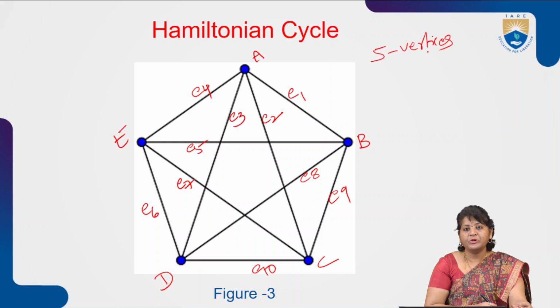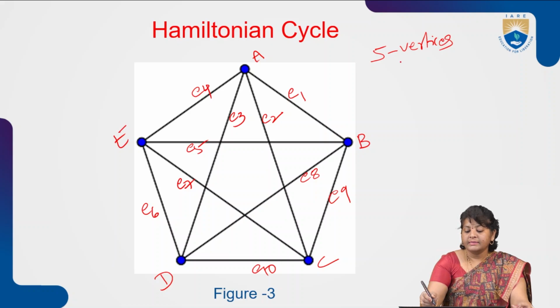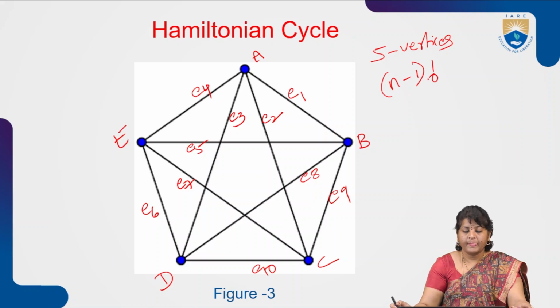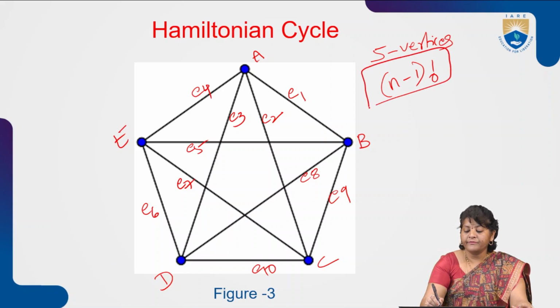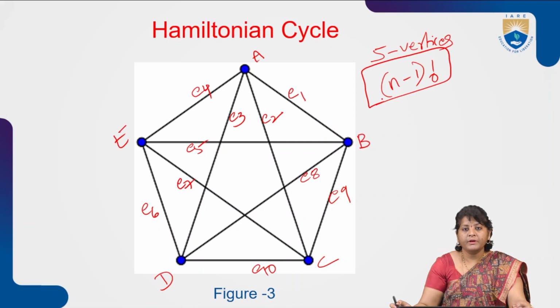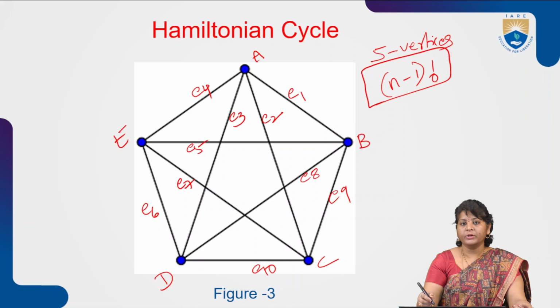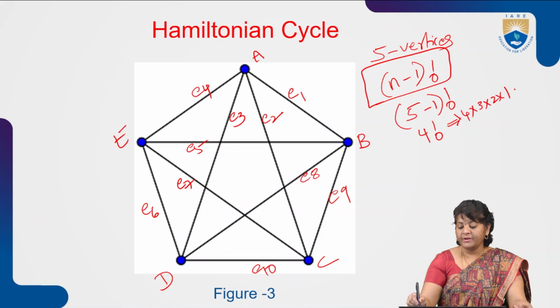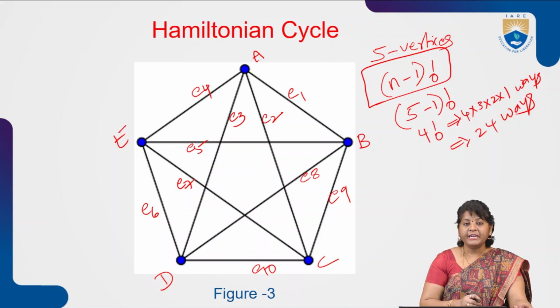I want to find out the Hamiltonian cycles. As per the definition, each vertex should be visited only once. And here, this is a formula where we can find out the number of ways. Hamiltonian cycle, finding out the ways. So here 5 vertices, (5 minus 1) factorial ways, that is 4 factorial. It means 4 into 3 into 2 into 1 ways, 24 ways. So in this graph, we can find out 24 Hamiltonian cycle possibilities.